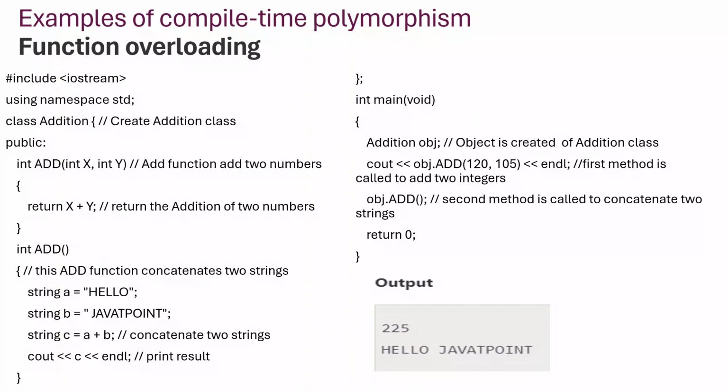So the output will be: if the first function is called, we are adding the two numbers 120 plus 105, which is 225. And if you call the strings, it concatenates and gives hello and Java point.